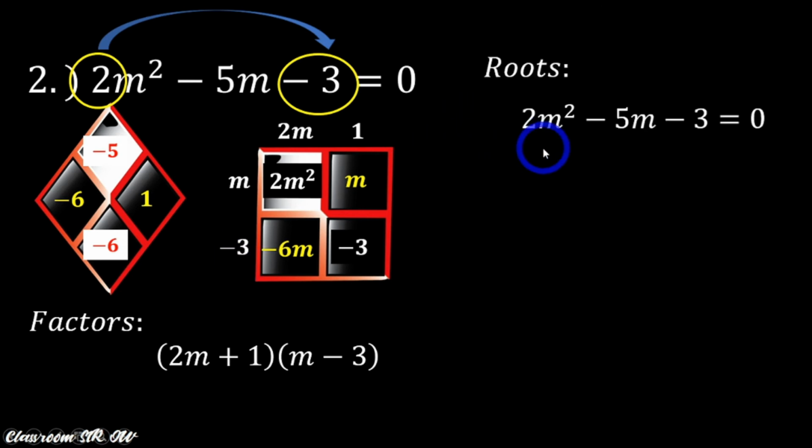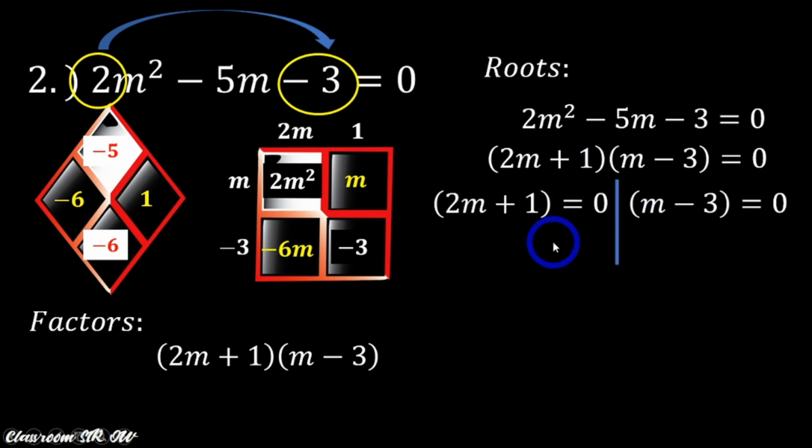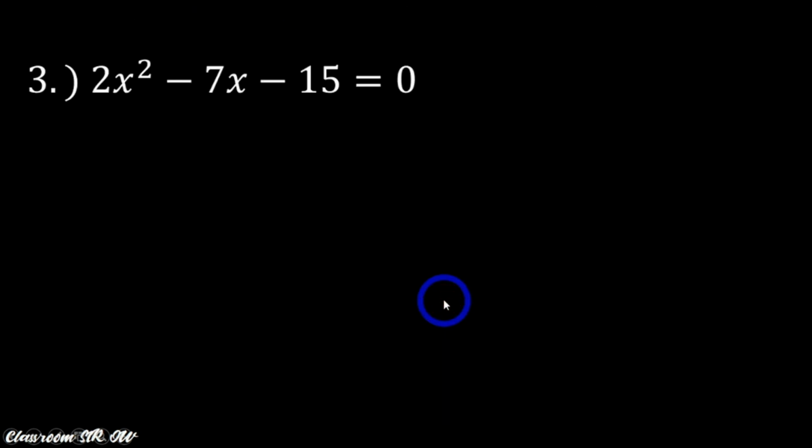So for us to solve for the roots of our given quadratic equation, we just have to copy the factors and equate each of them to 0, and simplifying further, that would give us m is equal to 1 half and m is equal to 3. So therefore, the roots are 1 half and 3. Let's have the third example.